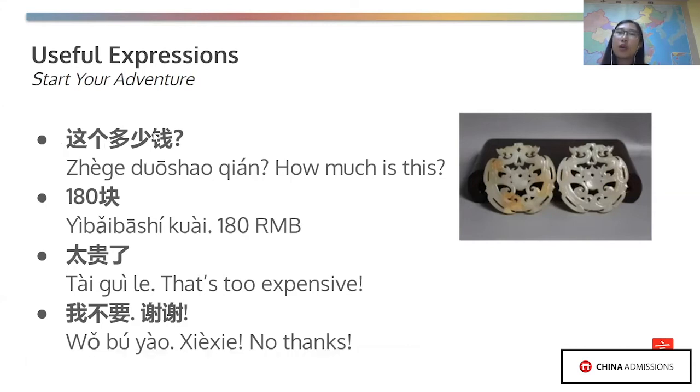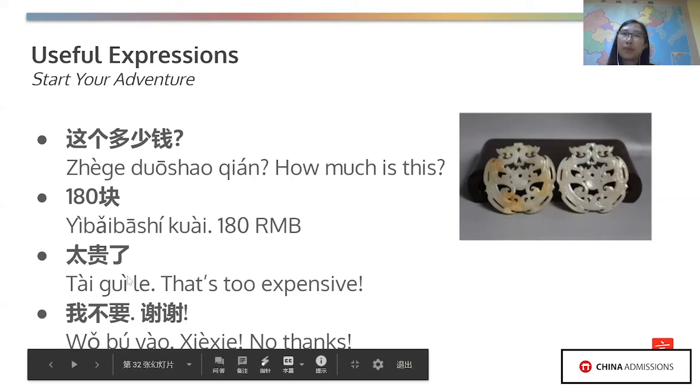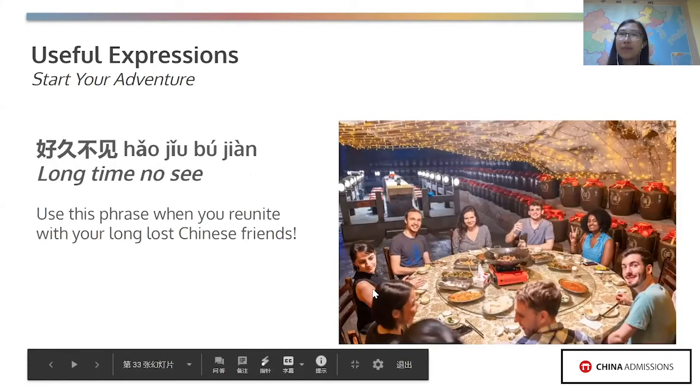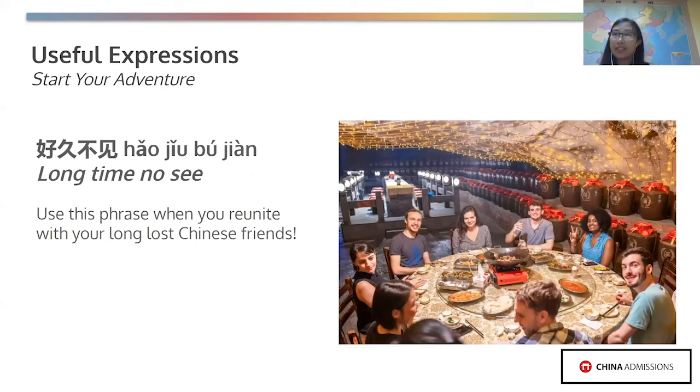So, 我不要，谢谢。Got it? Three sentences. 这个多少钱？And then the number, 180 yuan. 太贵了。我不要，谢谢。Okay. And now, several very useful phrases you need to learn.